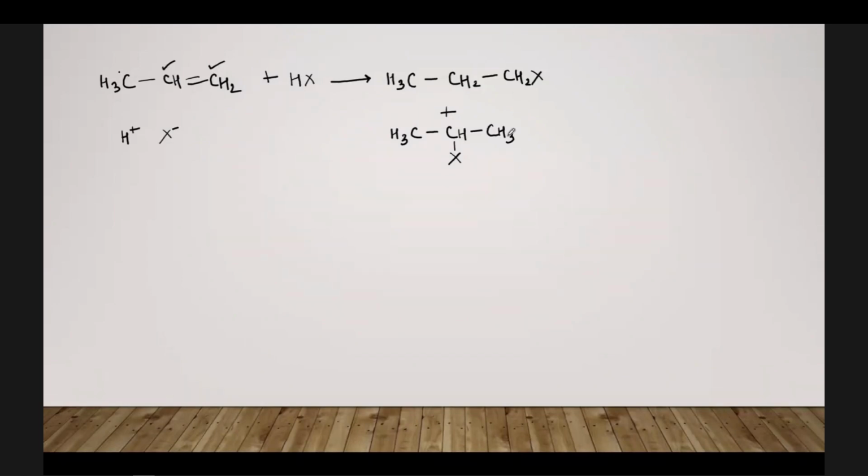But this is actually not the case. From the experiments, what has been observed is that the amount of the first product is very small as compared to the second one. So the second compound is major here, because more of it is formed. I mean, 90% we are getting the second one and only 10% the first one.